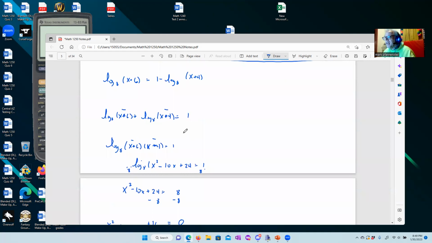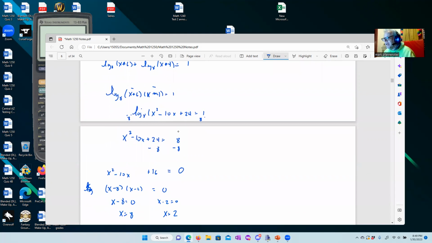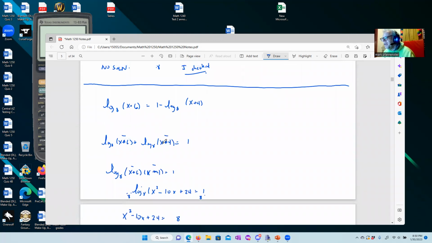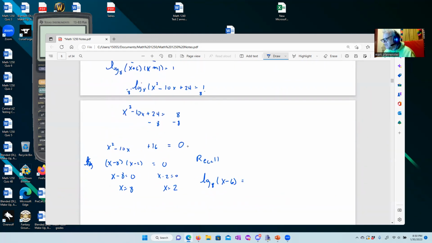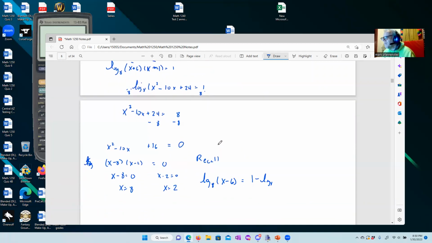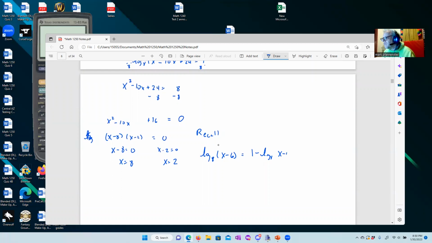Now, remember what we said before. You've got to go back and make sure that all of this is going to work. What is our original problem statement? You'll recall our original problem statement said log base 8 of x minus 6. Remember, I changed the pluses to negatives so the problem would work out a little better. It is equal to 1 minus log base 8 of x minus 4. That's what we started with.